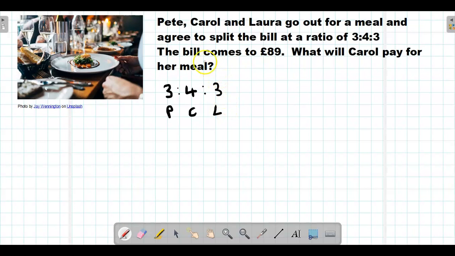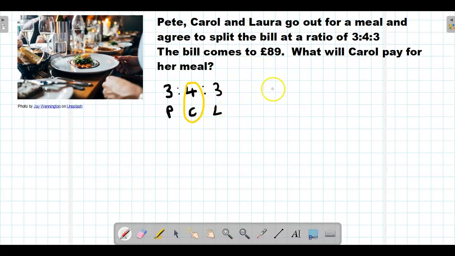Okay. The bill comes to £89. What will Carol pay for her meal? So I'm going to make sure that I remind myself that Carol is the one that I care about. So she is the one that has the 4 in the ratio. Okay. So we've got the key information. Bill comes to £89. This is how they're splitting it, although I don't think I've ever split a bill this way. And we've got a total.